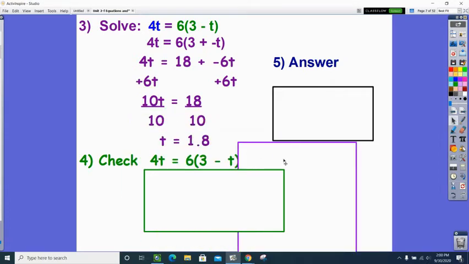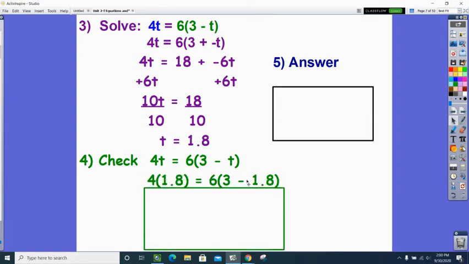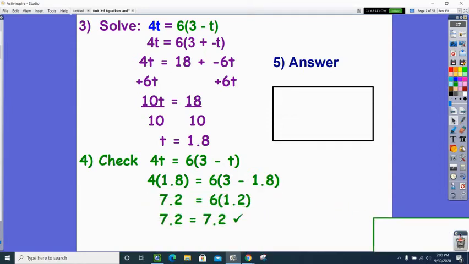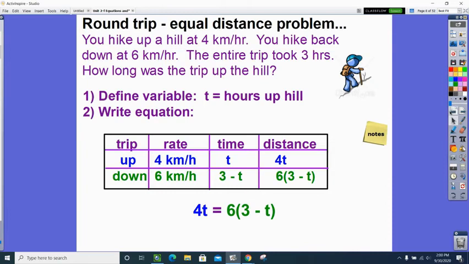So in this one, you're going to notice you came out with 1.8. I'm going to put that back in on the left-hand side and the right-hand side for my t's. I'm not going to do distributive property. I'm going to subtract and then multiply, and sure enough, I've got 7.2. All right, we need to answer the question. Our t is 1.8.